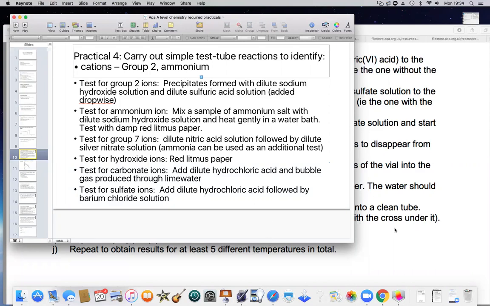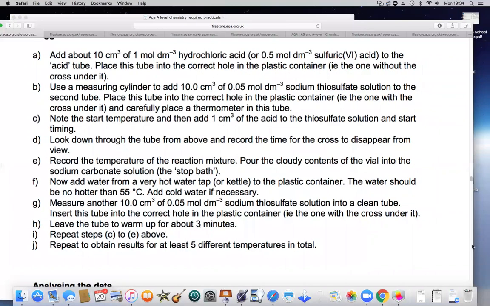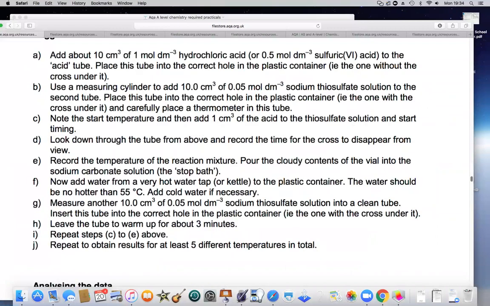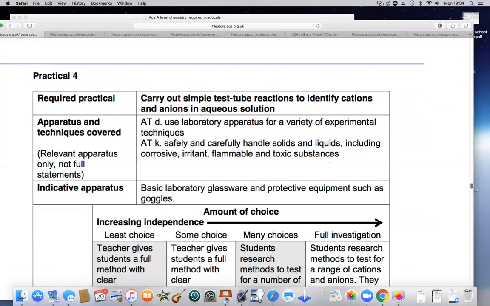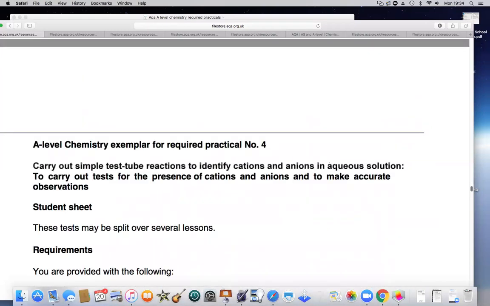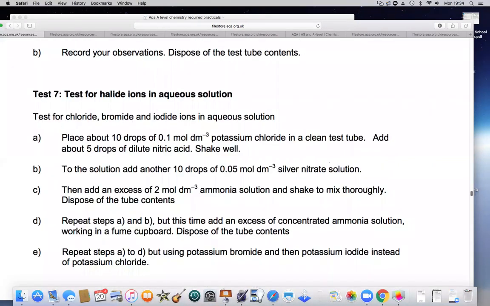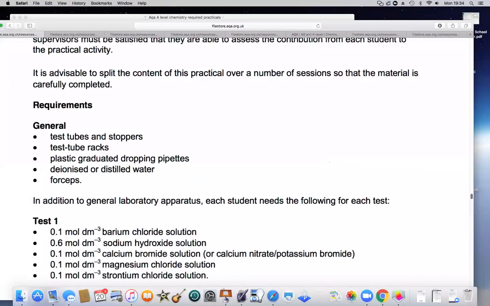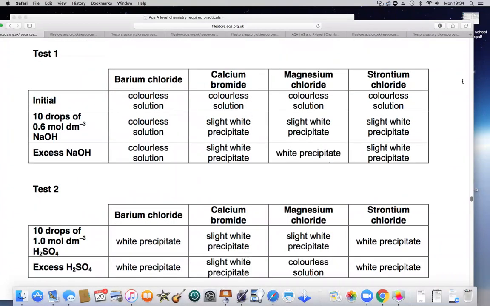So as I said before, I think the key thing here is taking care with your observations. So again, I'm going to go back to the handbook because on the next practical, I'll find it in a moment. They have tables of results and they talk you through essentially exemplar results. Here we go.